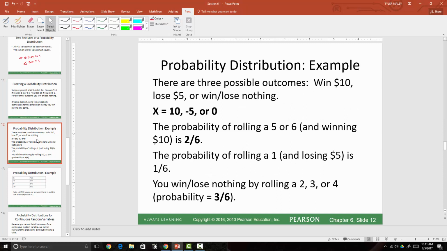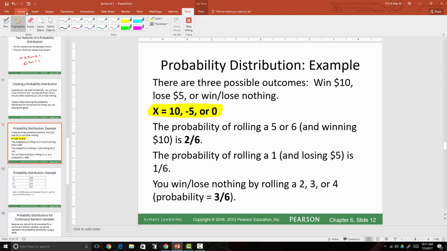So here I have listed, there are 3 possible outcomes, right? We either win 10, lose 5, or win or lose nothing. So I have that shown here. These are my possibilities for x. So positive 10 means we gain $10, negative 5 means we lose $5, and 0 means we're winning or losing nothing, right?